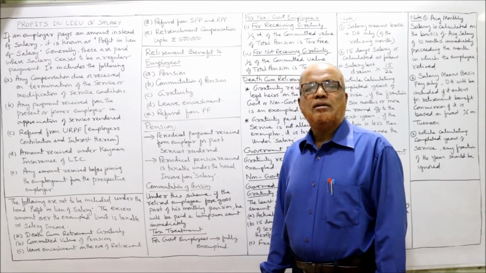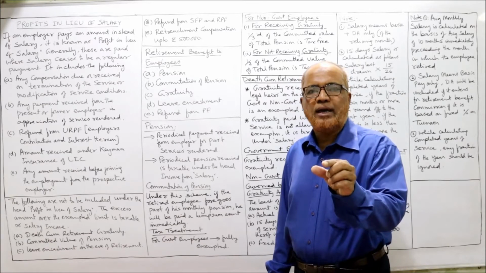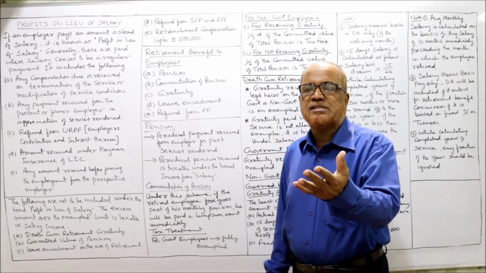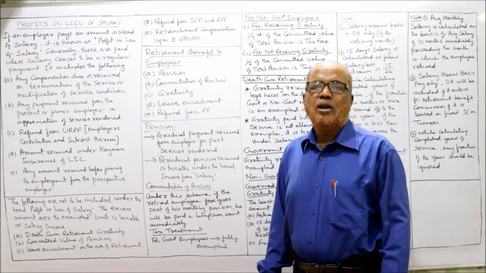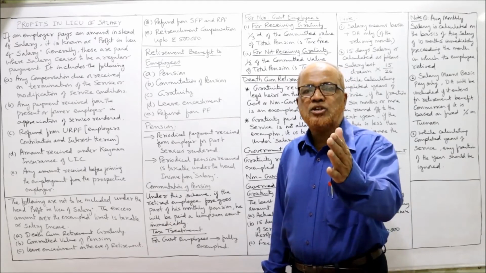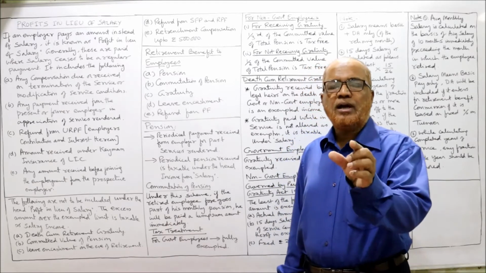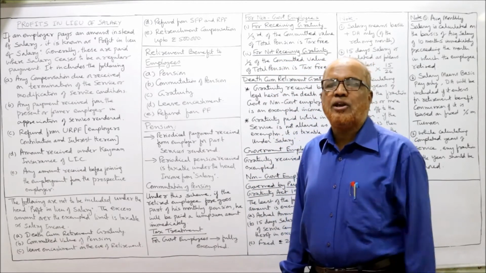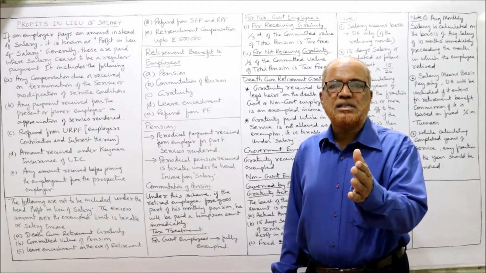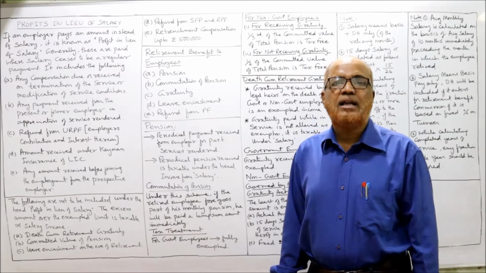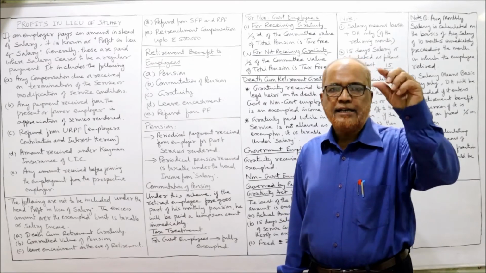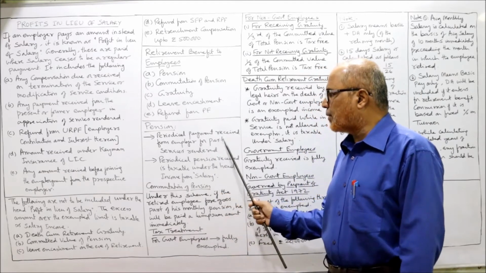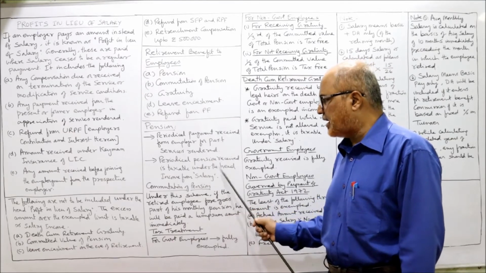Pension. Pension is the amount which is paid by the employer to the employee after retirement. Now, pension is of two types: periodical pension and commutation of pension. Periodical pension means when pension is paid monthly. The monthly pension received is fully taxable under the head salary. Periodical payment received from the employer for past services rendered is taxable under the head salary.